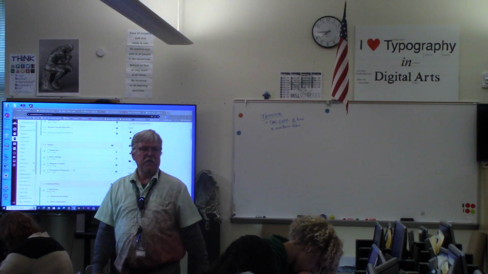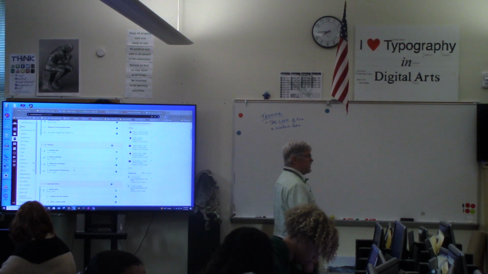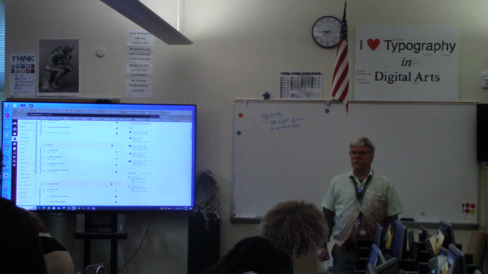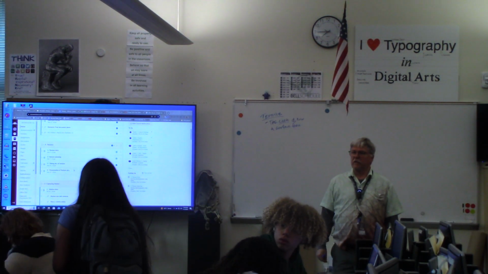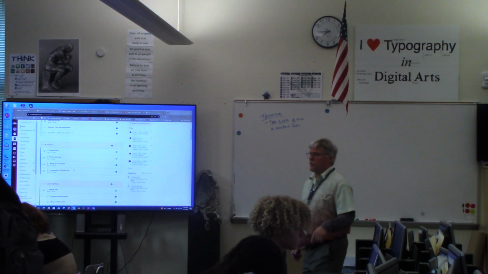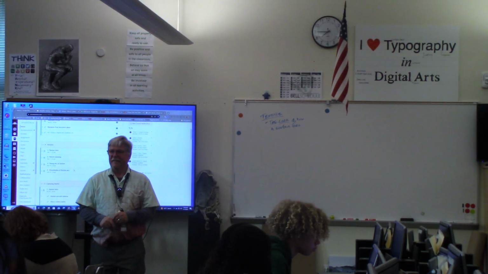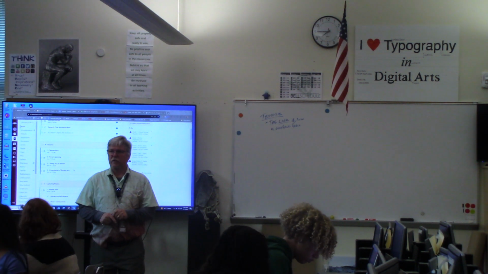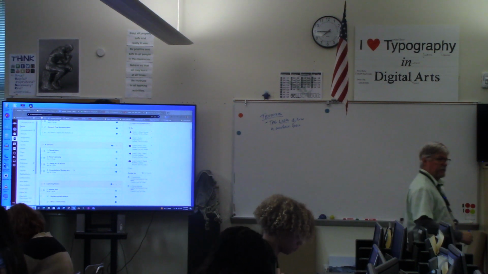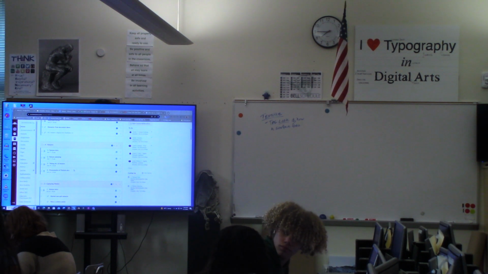So, texture, when it comes to photography, the look of how a surface feels. The look of how a surface feels. The look of how a surface feels. Now, the real question is, what are some examples of how a surface can feel? Keep that in your brain.